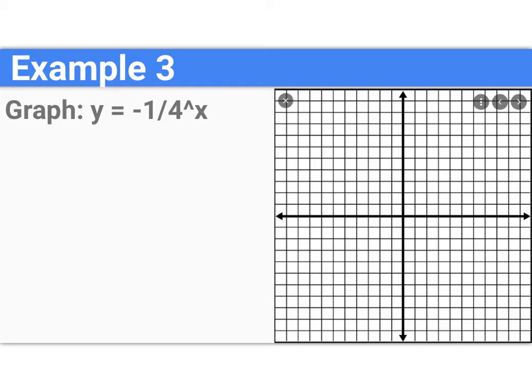All right, negative 1/4 to the x. So as you can see on all of these, I graphed the same kind of function. I just changed the a and the b. And it's going through 0, negative 1, and there you go.